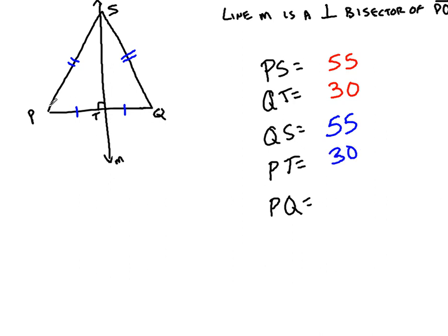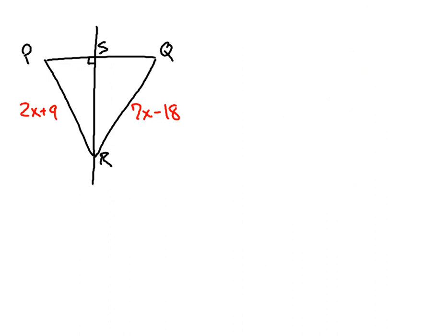Now PQ is this big long segment, so we'll just use segment addition. PT and TQ are each 30, so that means the whole big thing is 60. So that's how we do those. Now, in this problem, same thing. We'll say this is a perpendicular bisector. Our theorem tells us then these two segments must be equal. So we'll just set them equal to each other.